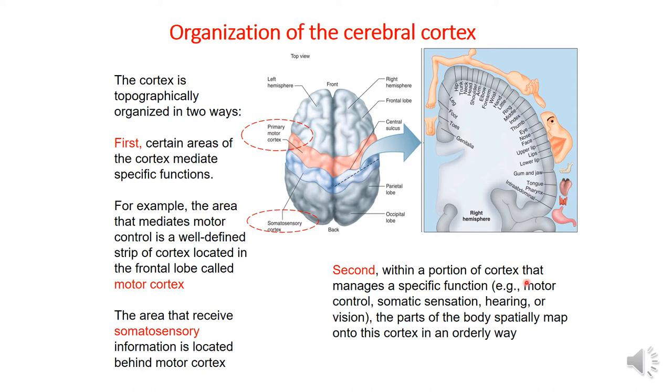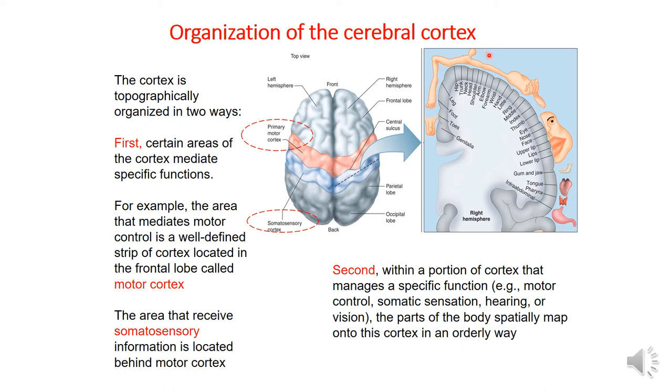What's the meaning of the mapping? Within a portion of the cortex that manages a specific function, either it is motor or somatic sensation or hearing or vision, the parts of the body have what is called a special map in the cortex in an orderly way. This means that if we look here at the primary somatic sensory area, half of the body is represented in the primary somatic sensory area. For example, that is the left hemisphere, that is the right hemisphere, that is the right primary somatic sensory area. In the right primary somatic sensory area, we have what? We have the representation of the left side of the body.